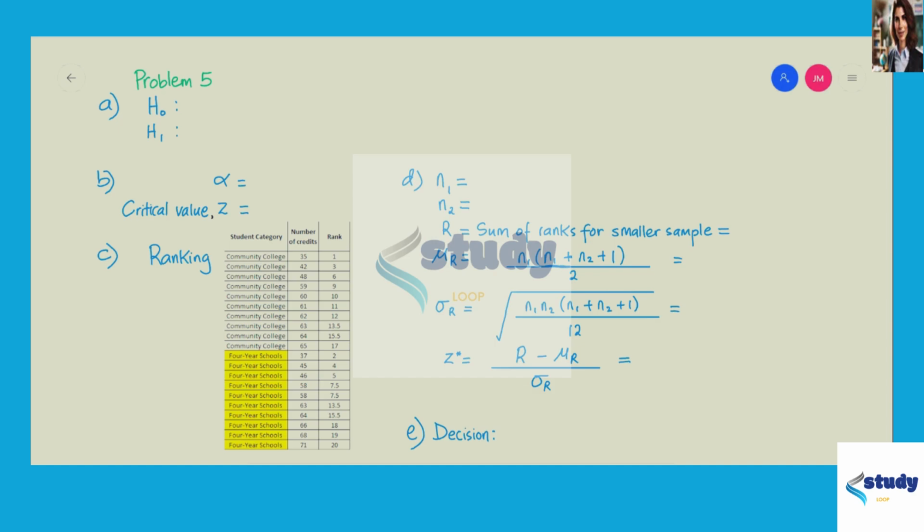So in the first case, the null hypothesis is that there is no difference in the number of credits transferred, and the alternative hypothesis is that there's a difference in the number of credits transferred.